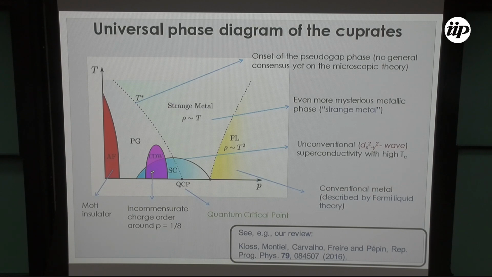Okay, you also have this charge order phase. So you see there are many phases that one has to explain in a unified way. And this is the quantum critical point. So yeah, that's it. In this talk, I'll focus on this strange metal phase and also the pseudogap phase. And I will also talk about this charge order phase in the cuprates.